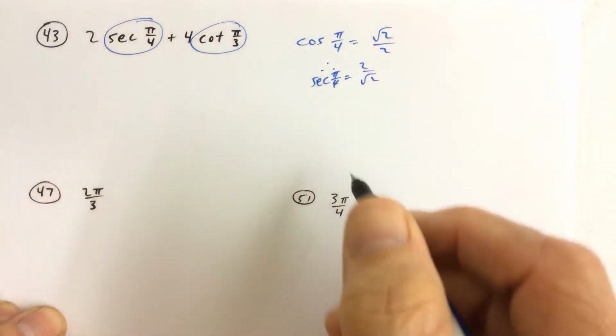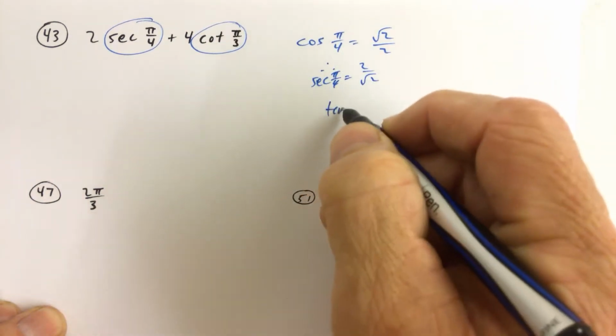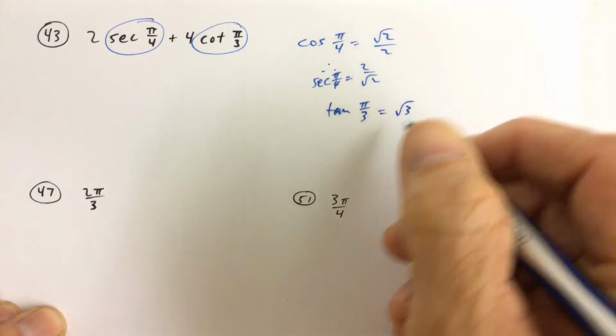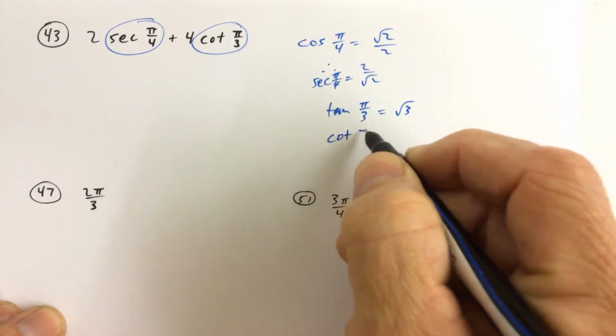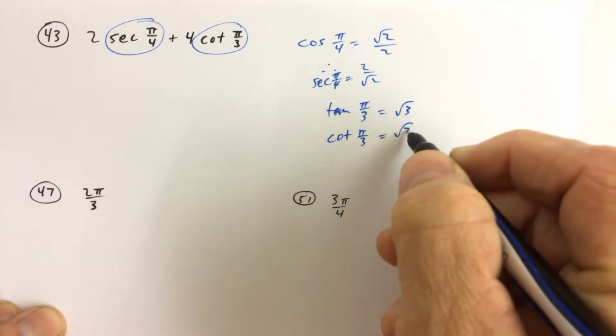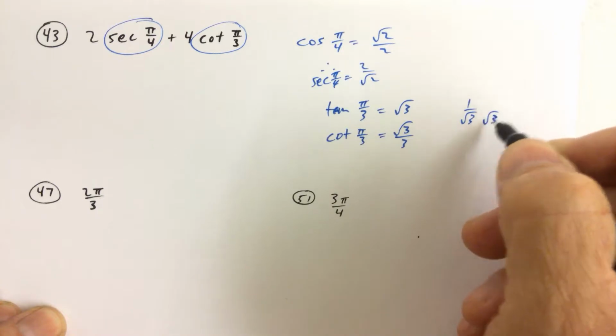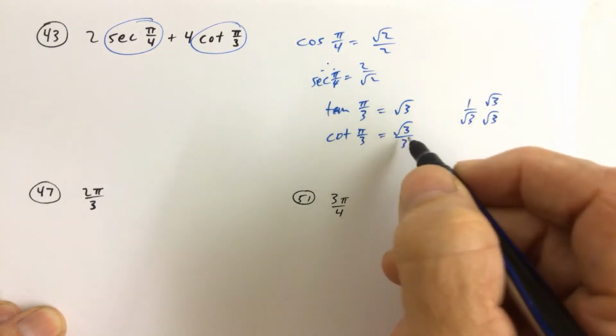And then let's think about the cotangent of pi over 3. Well, we know the tangent of pi over 3 is radical 3, and therefore the cotangent of pi over 3 is radical 3 over 3. So it's 1 over radical 3, and when you rationalize the denominator, you get radical 3 over 3.